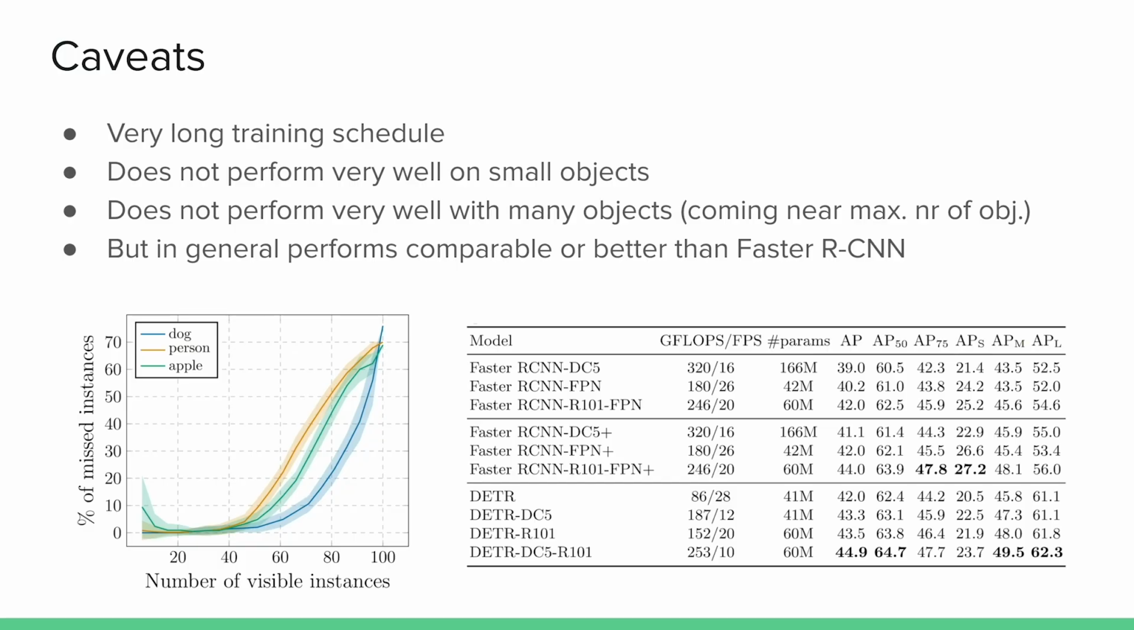Say if you have 1,000 objects in a single image, which you can easily have if you're working on music scores, for example. But in general, it performs at least as good as Faster R-CNN, and I think it's a really interesting take, another spin on object detection, but now with transformers. Here in this left figure you can also see that the percentage of missed instances goes up the more instances you have. So it really works best if you have a low number of objects in your image.